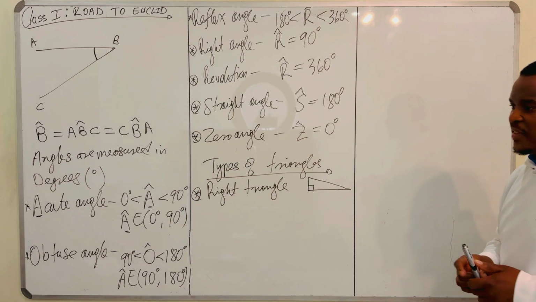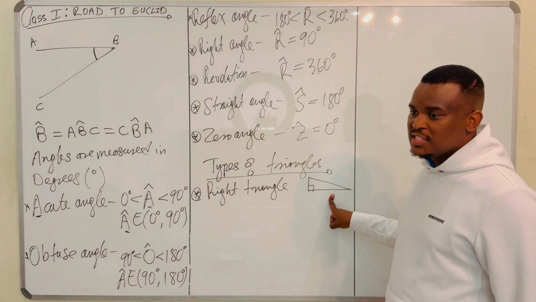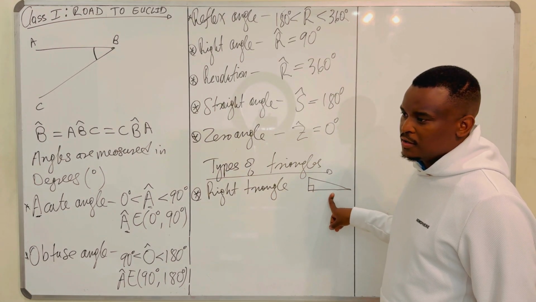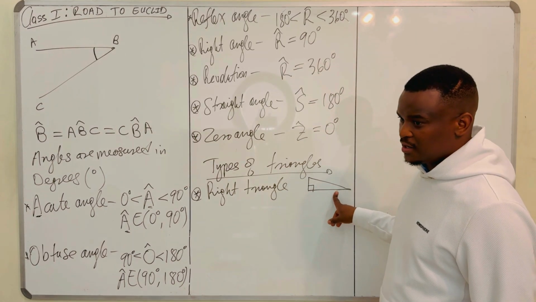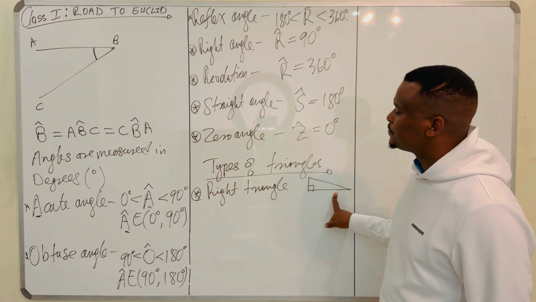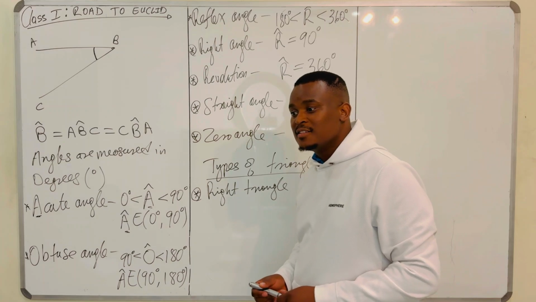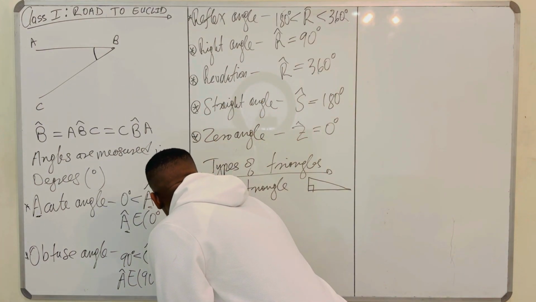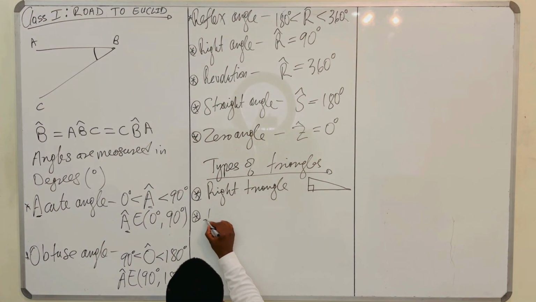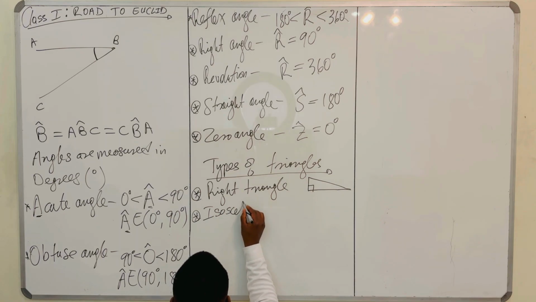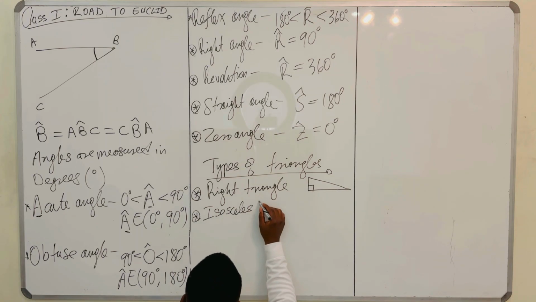And there's a theorem that is applied on these triangles. What is it called? Pythagoras. Pythagoras theorem is applied on these triangles. Are you guys following? Another triangle? Isosceles. I'm not sure if the spelling is correct.